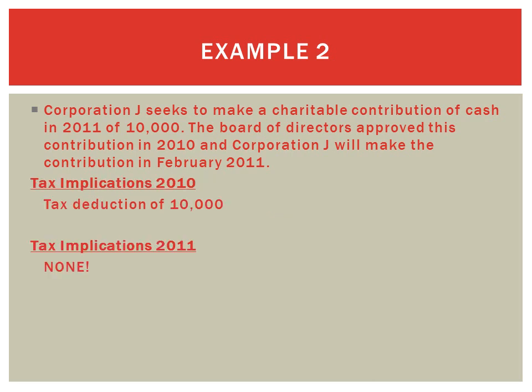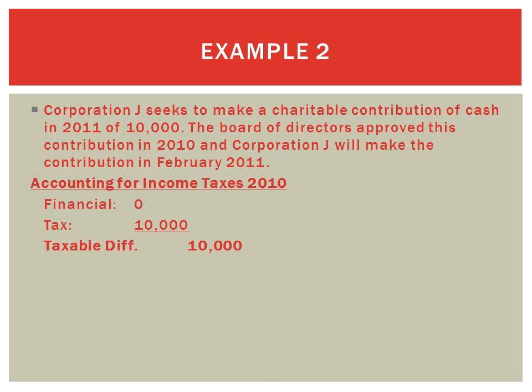Now let's look at the tax implications. Because the contribution was approved ahead of time, and the actual contribution will be made within 2.5 months of year end, Corporation J will be able to deduct the full $10,000 in 2010. Because J takes a deduction in 2010, in 2011 there will be no effect on the taxable income. In 2010, because on the financial books we had no expense, and for tax purposes we took a $10,000 deduction, a $10,000 taxable temporary difference was created. This difference will be reversed when the $10,000 is recognized on the financial books.